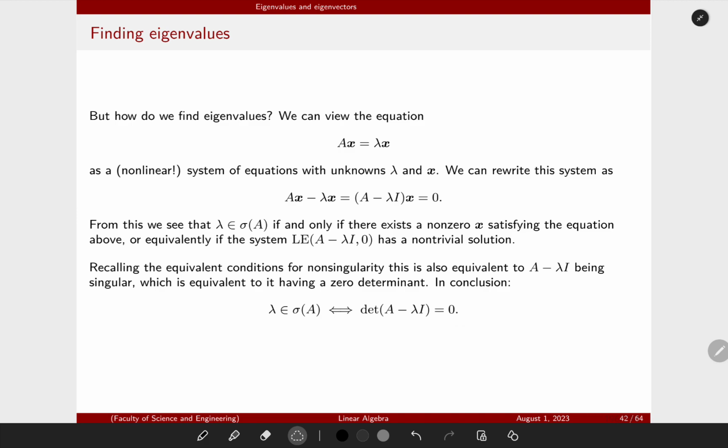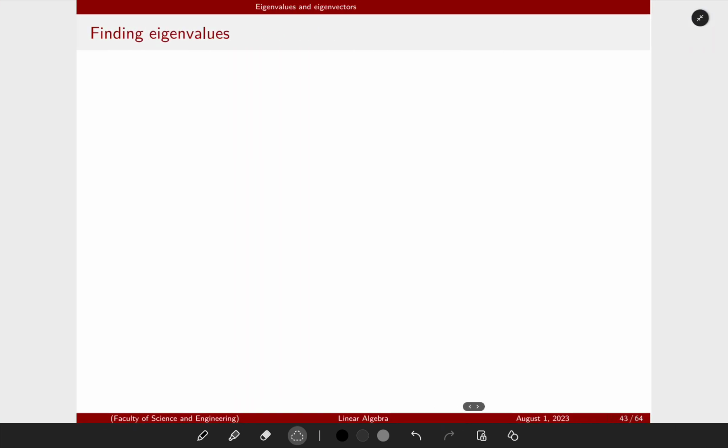So let's go over this again. Lambda is an eigenvalue of A if and only if there exists a non-zero x satisfying this, which is the same as this having a non-trivial solution, which is the same as this being singular, which is the same as it having a zero determinant. There's a long chain of equivalent conditions here that we've derived in the videos before. With that, we can find the eigenvalues just by setting the determinant of A minus lambda I to 0 and solving for lambda. To do this, we first need some other results which describe the determinant of matrices of the form A minus lambda I.